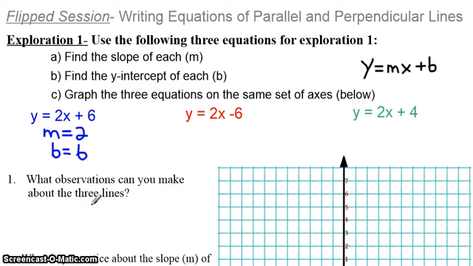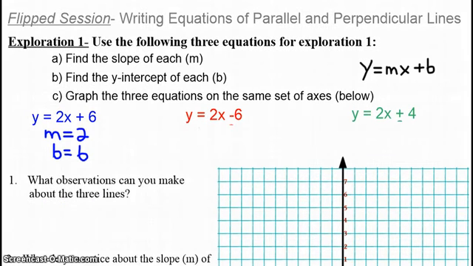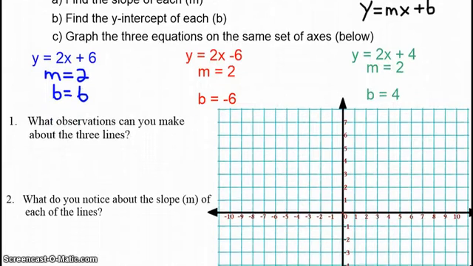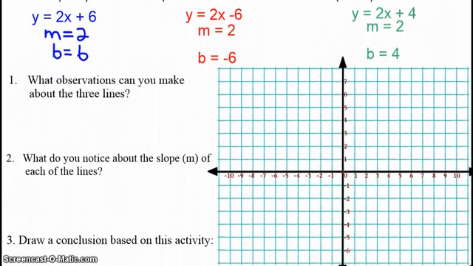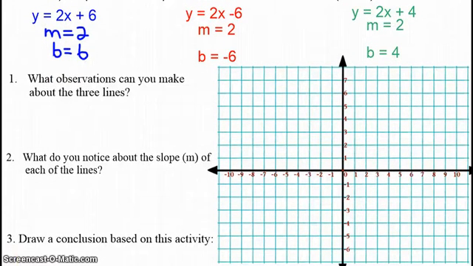Now I want you to pause the video and do the same thing for the other two equations. Okay, so hopefully you got your m, or your slope, is going to be 2, and your y-intercept is going to be negative 6. And for that last equation, 2x plus 4, again, our m term, which is our slope, is 2, and our y-intercept is 4. So now we're going to go ahead and graph the following three equations on our coordinate plane below.